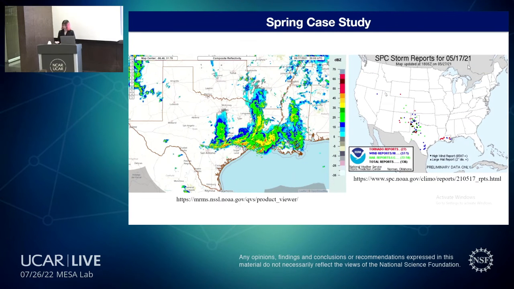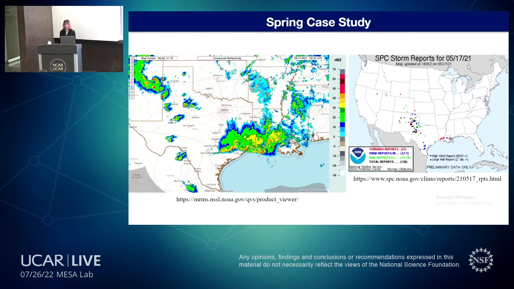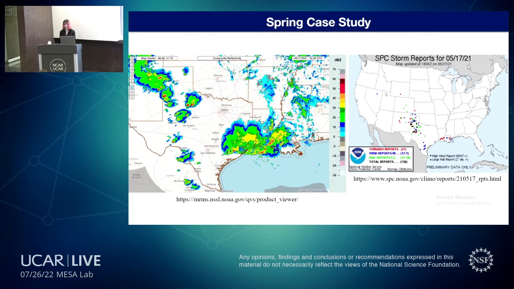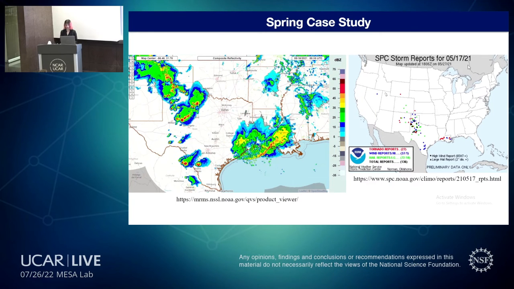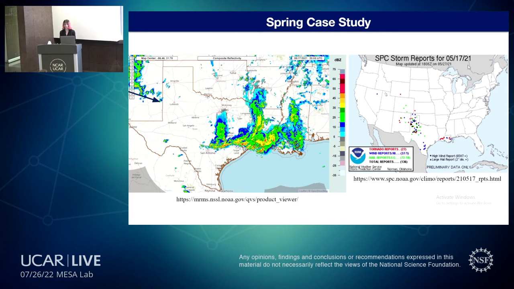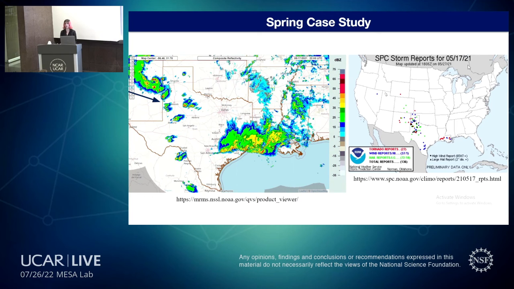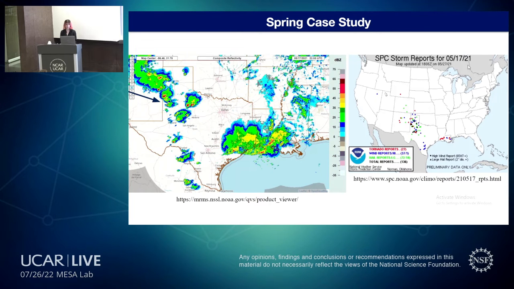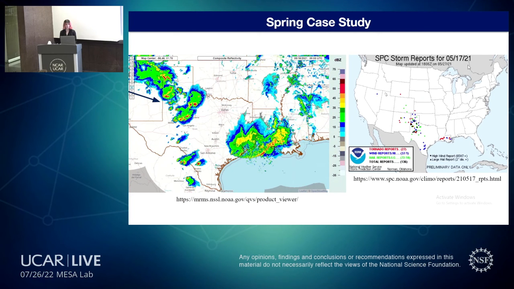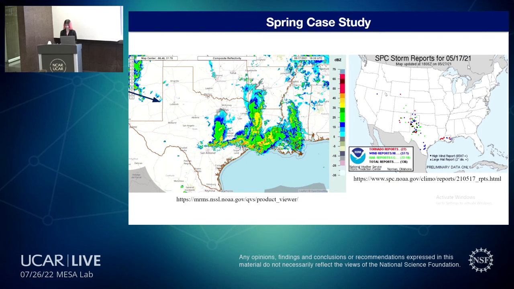The spring case study occurred on May 17th, 2021, and involves a mesoscale convective system across Texas and Louisiana. I centered around these supercells in Texas. These were a little bit harder to predict, and it's easier to see the differences between SPP and SPPT with these harder to predict events. In addition, these supercells are intense and extra damaging.